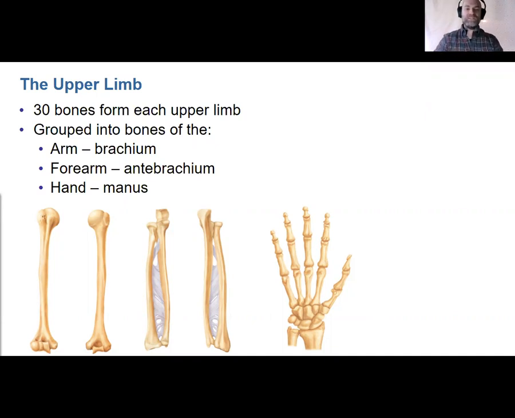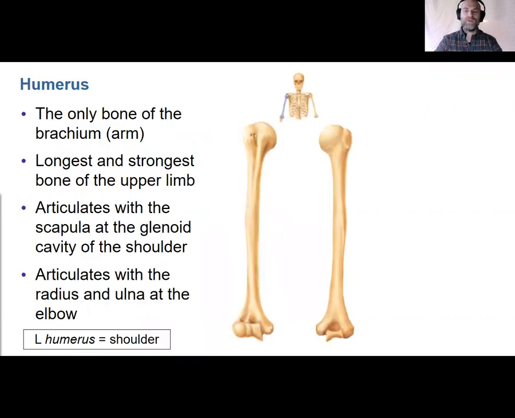Now, it's pretty easy to identify the bones of the arm and forearm. There's 1 bone of the arm or brachium, the humerus. There are 2 bones of the forearm, your ulna and your radius. And then the remaining 27 bones are all in the wrist and your phalanges or your fingers. So let's walk through these.